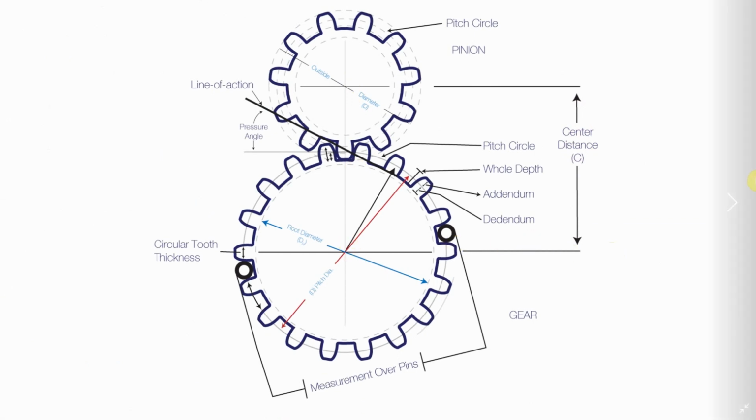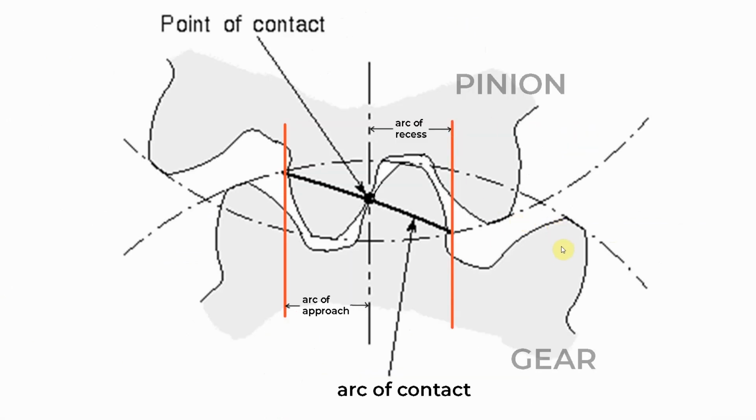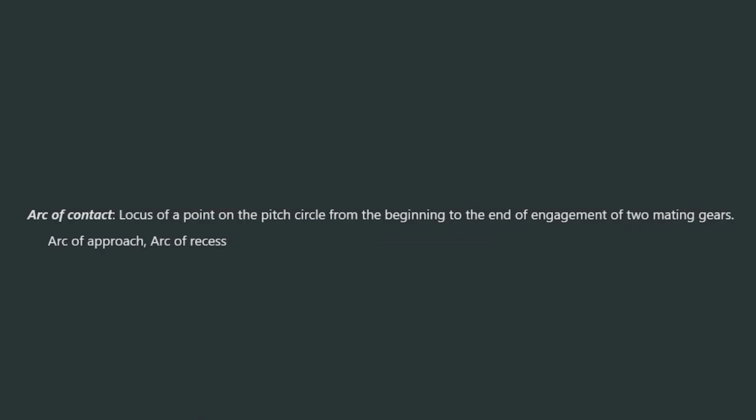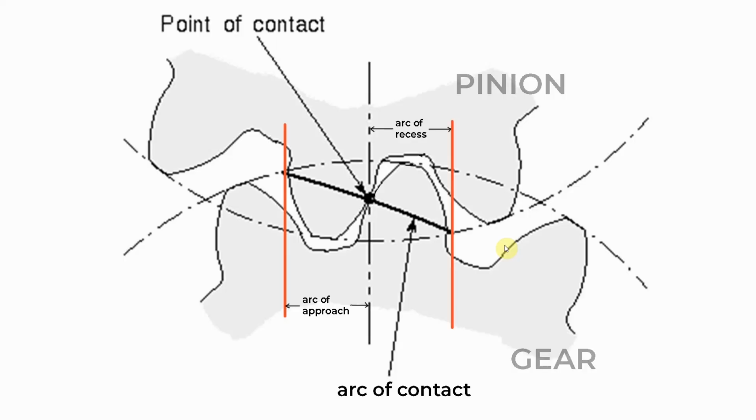Alright, let's look at the next picture. Here you can see, I will demonstrate arc of contact here. Let's take a look at the definition. Locus of point on the pitch circle from the beginning to the end of engagement of two mating gears. Okay, which means that the path of this point starting from here to here, from the beginning of contact to the end of contact, this whole path is called arc of contact.